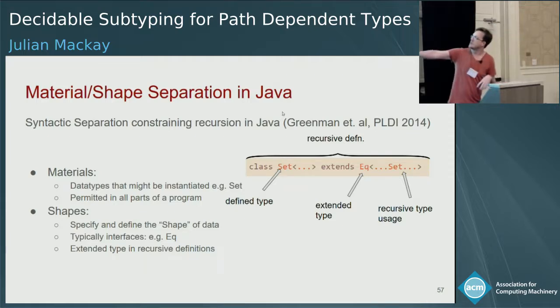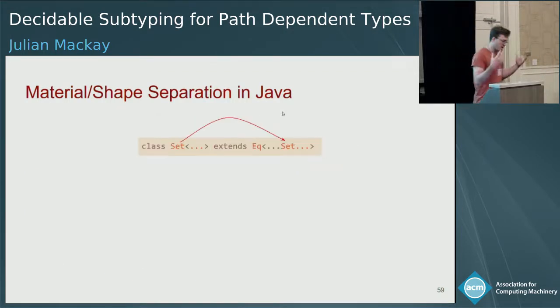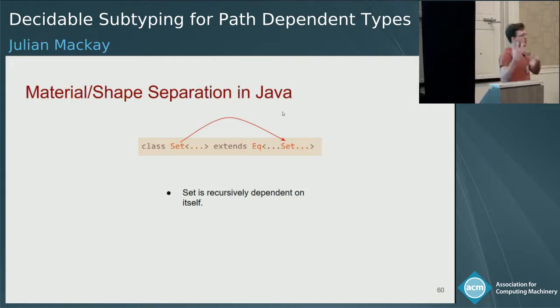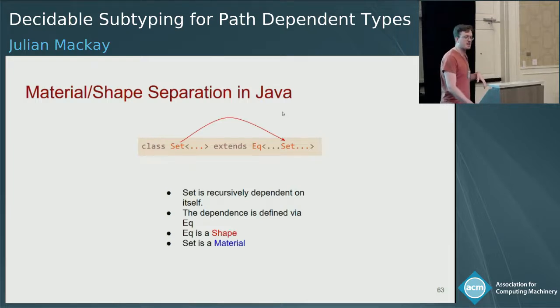To get into the more formal stuff, shapes show up as extended types in these recursive definitions. And the critical part of the separation is that they're not allowed in type parameters, right? This is the critical thing. And these restrictions give you decidable subtyping in Java. So how do these inform us for Wyvern? How are these types used? Over here we have our recursive definition of Set in terms of EQ. Set is recursively dependent on itself, defined in terms of itself, and that dependence is defined via EQ. So in the material-shape separation, we identify EQ as the shape, the type that facilitates this recursive definition, and this allows Set to be a material. So we can use Set wherever we want, but we prohibit the usage of EQ in type parameters for classes.